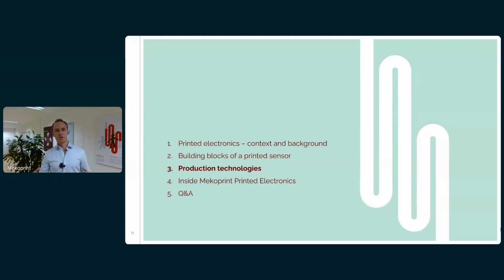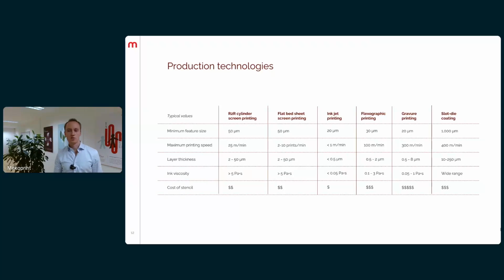Now, if we take a step back again, what we know something about is how to produce a printed sensor. And we would like to present some options for such production here. There are many different options for producing printed electronics, and they all have their different advantages and drawbacks. So what we would like to do is to give a broader overview of some of the technologies that are available, and not just what we do here at MekoPrint. We have found some different production technologies and would like to compare some of the features here.